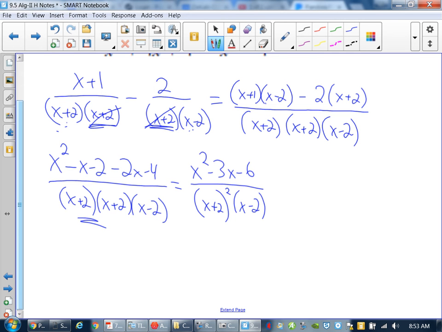Okay. And then obviously you go to your numerator just to double check yourself. What times what is negative 6 that you add together to get negative 3? Nothing.